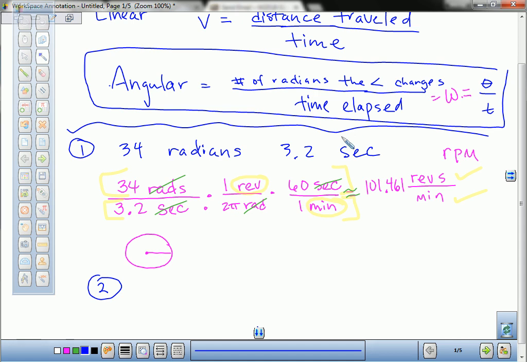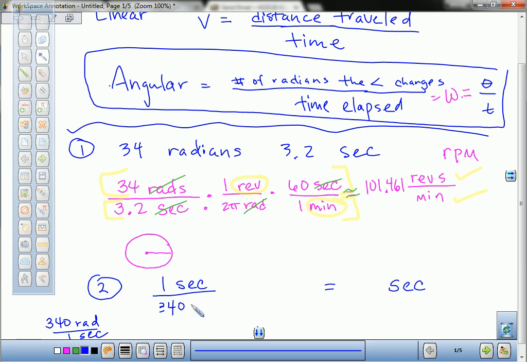Now, we certainly can set this up the way we just did. We want our answer to be in time. What's our time unit in this problem? Seconds. So what does that tell us we need to do with this 340 radians per second? We need to do the reciprocal, right?